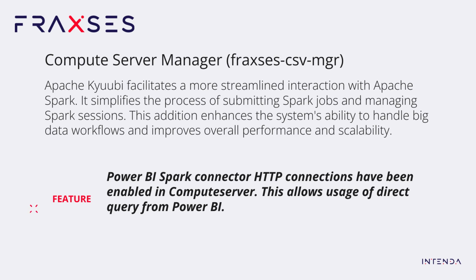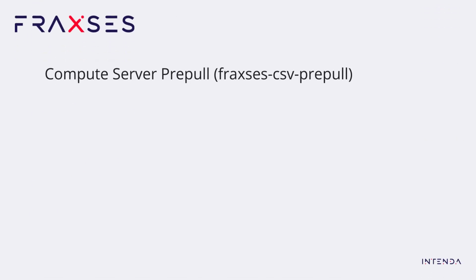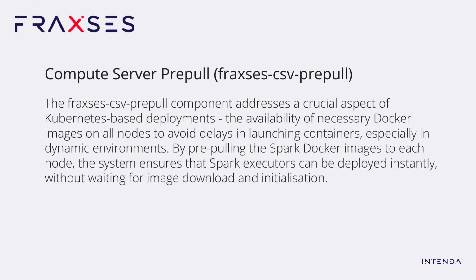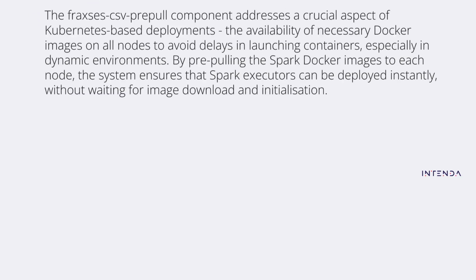Power BI Spark connections have been enabled in the Compute Server, allowing usage of direct query from Power BI. The Fraxses CSV pre-pull component addresses a crucial aspect of Kubernetes-based deployments: the availability of necessary Docker images on all nodes to avoid delays in launching containers, especially in dynamic environments. By pre-pulling the Spark Docker images to each node, the system ensures that Spark executors can be deployed instantly, without waiting for image download and initialization.